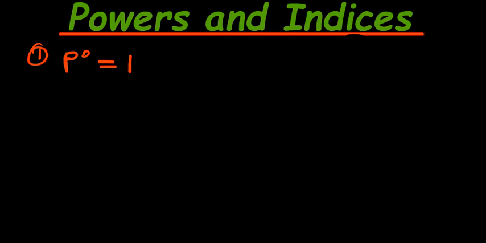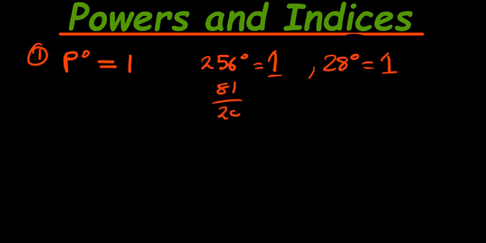For example, let's say you have 256 raised to the power 0. This is equal to what? 1. Let's say you also have 28 raised to the power 0. This is also equal to 1. So any number or letter raised to the power 0 is equal to 1. Let's say we have 81 over 20 raised to the power 0. This is also equal to 1.